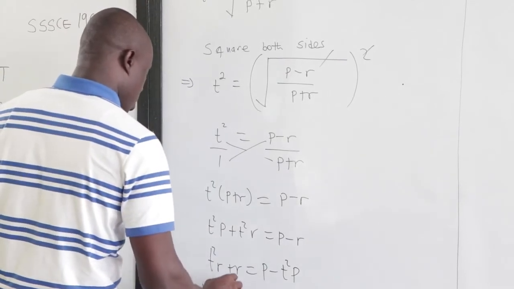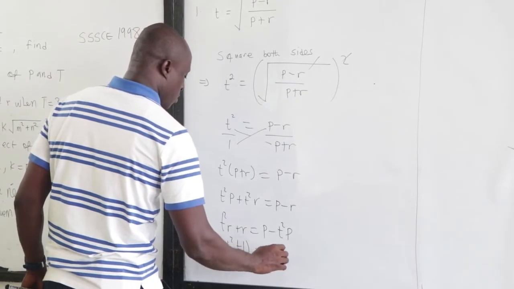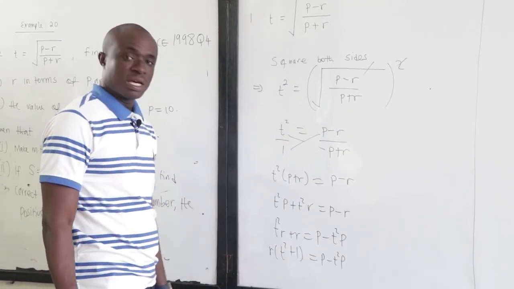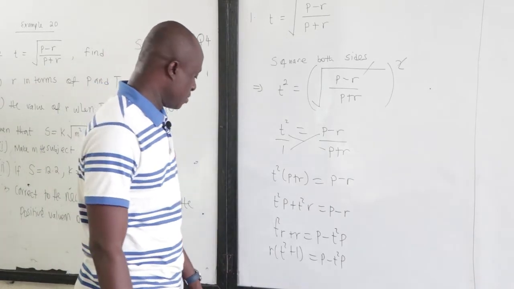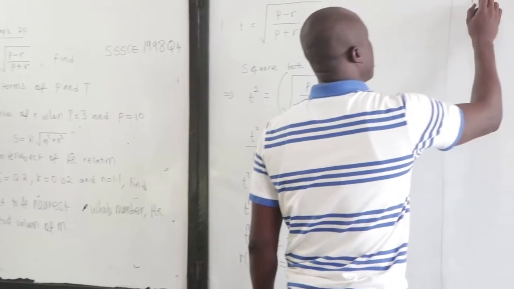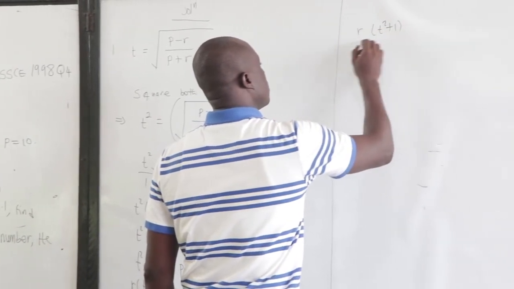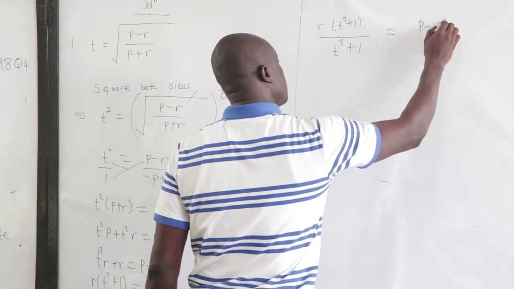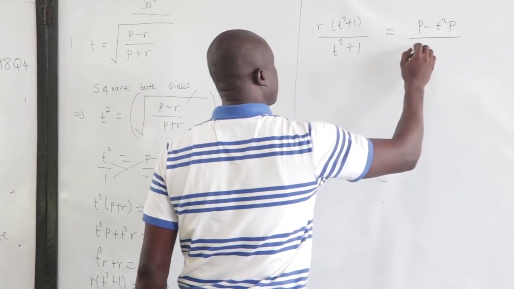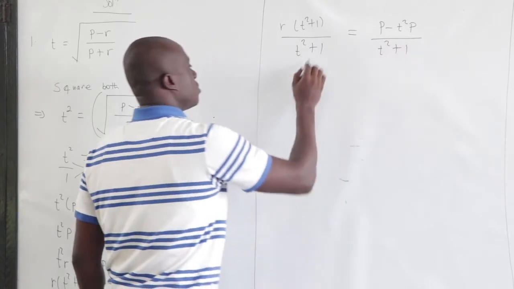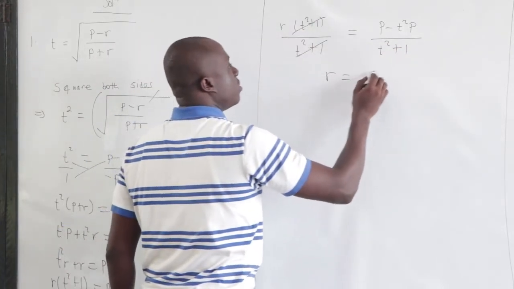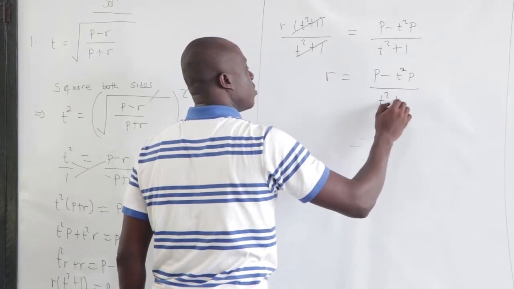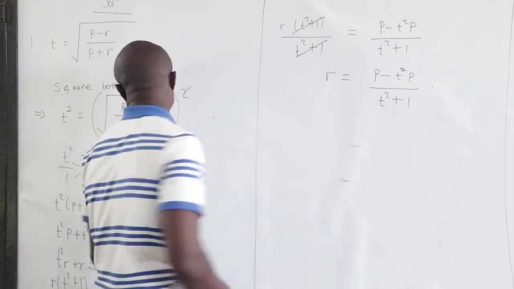So we have R times (T squared plus 1) equal to P minus T squared P. We want to make R the subject, so we divide both sides by T squared plus 1. So we have R(T squared plus 1) all over T squared plus 1 equal to P minus T squared P all over T squared plus 1. So this cancels out that. We have R to be P minus T squared P all over T squared plus 1.